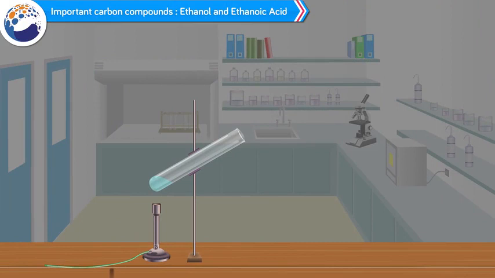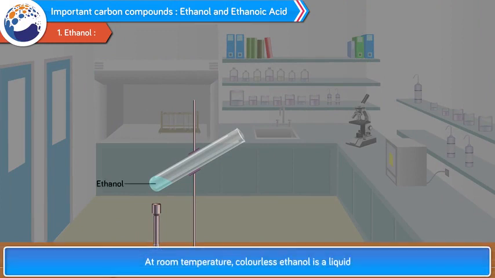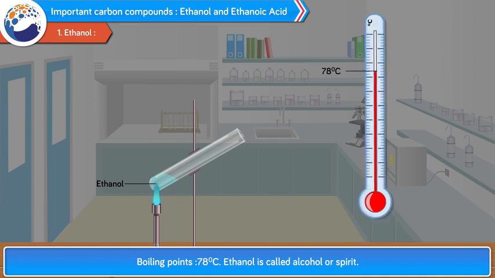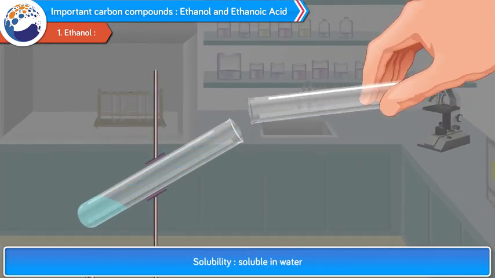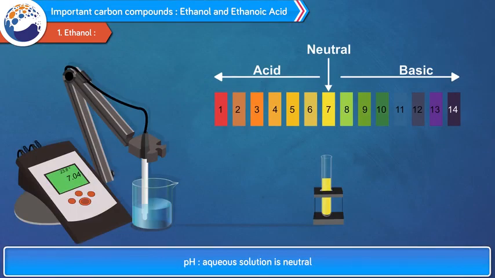Important carbon compounds: ethanol and ethanoic acid. 1. Ethanol. At room temperature, colorless ethanol is a liquid. Boiling point: 78 degrees Celsius. Ethanol is called alcohol or spirit. Solubility: soluble in water. pH: aqueous solution is neutral.